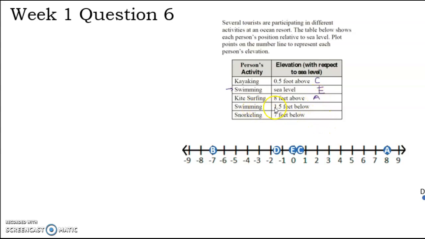Swimming, oh, they're swimming again, 1.5 feet below sea level. So if I start at 0 and I'm going to go down about 1.5, hey, I'm on the letter D. And so the very last one, 7 feet below, this must be B. But yeah, if you just remember that straight up and down one, that 0 is the sea level. Okay, let's do our next one.